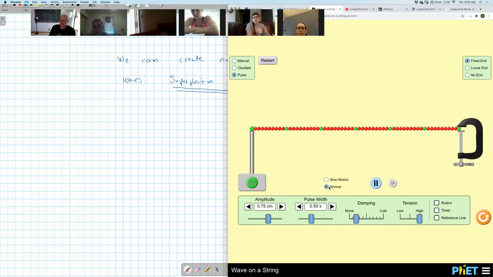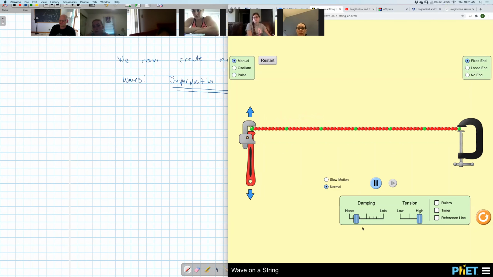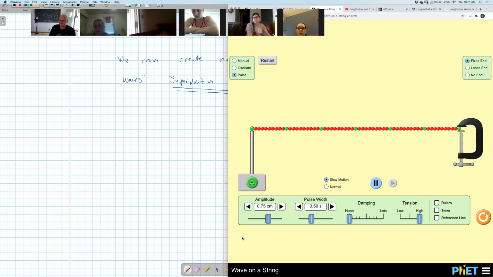So let's look at the first case. So here we're going to have the fixed endpoint, and we want to watch what actually happens. So here's my pulse. I'm going to send that down. It's going to hit the boundary. Oh, sorry. Let me get rid of the damping. Let's do that again. Pulse, great. Slow motion. Let's try that again. So my wave comes in. It's going to hit the boundary.